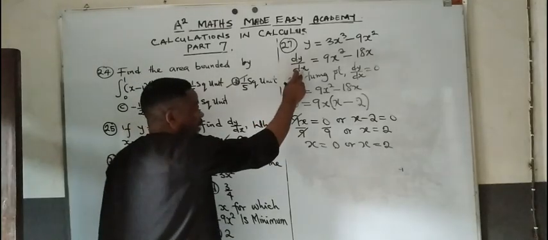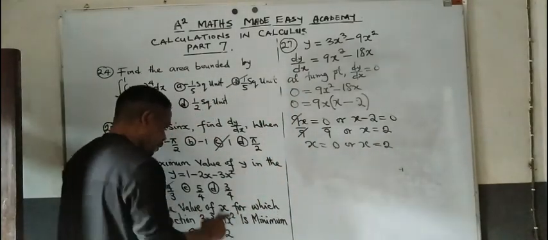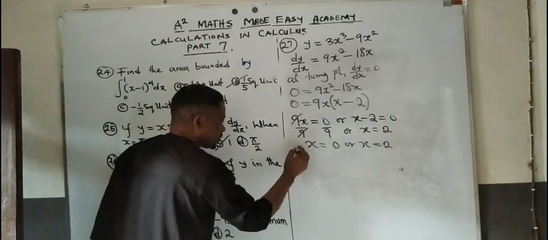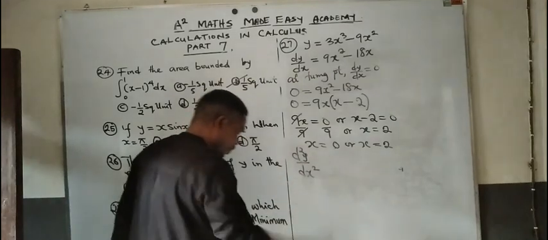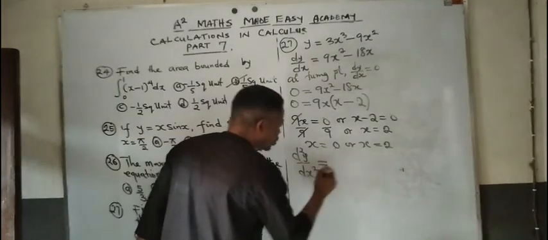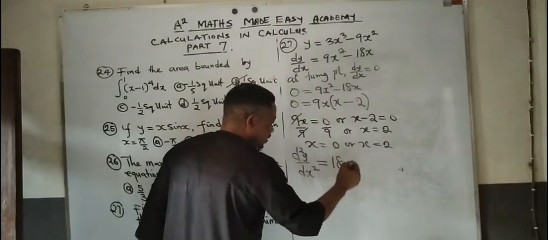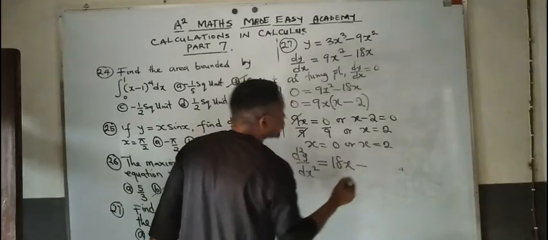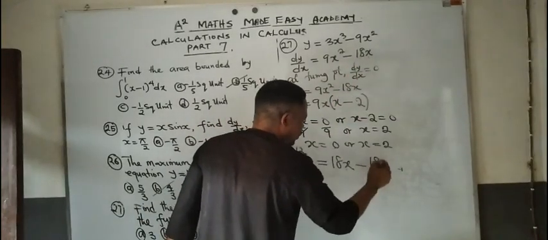Now what do we do? Differentiate this for the second time to verify which of these makes the function minimum. Are you with me? Here we go. If I differentiate dy/dx, we now have d²y/dx² equal to, we differentiate: 9 times 2 will give us 18x raised to power 2 minus 1, which is 18x minus 18. Differentiate 18x, it will give us just 18.